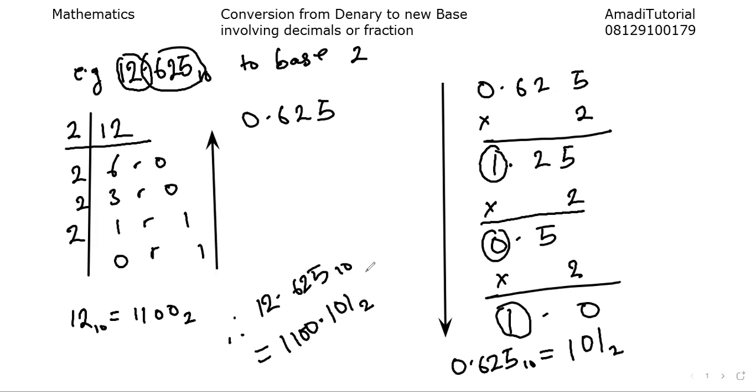So that is how to convert base 10 to another base when decimals are involved. We're going to do another example to further clarify that. Assuming you have a number 0.526 base 10 to convert to base 8.